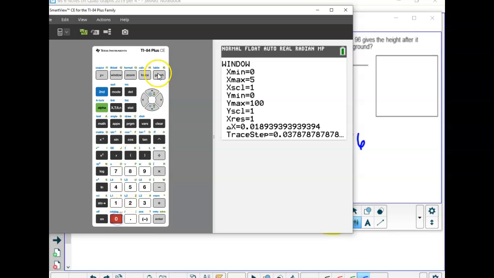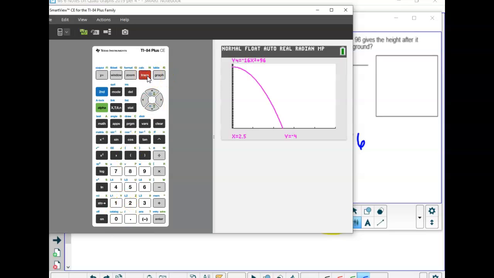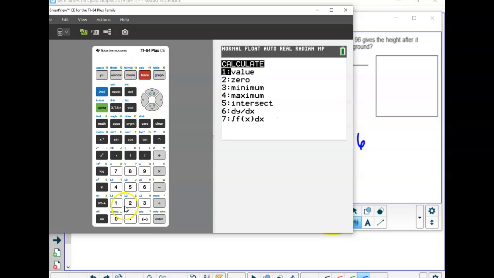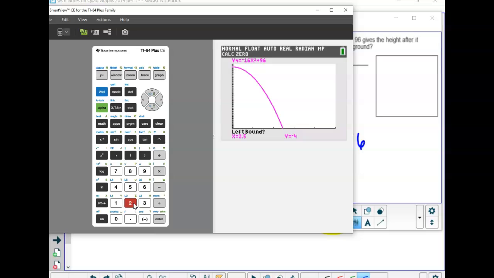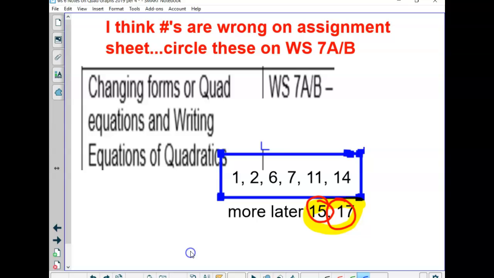All right, we need to figure out where it hits the ground. What are we trying to find then? The zero. And it looks to me like it's somewhere between 2 and 3 seconds, do you think? So I'm going to type 2 for my left bound and 3 for my right bound. And I got 2.449.